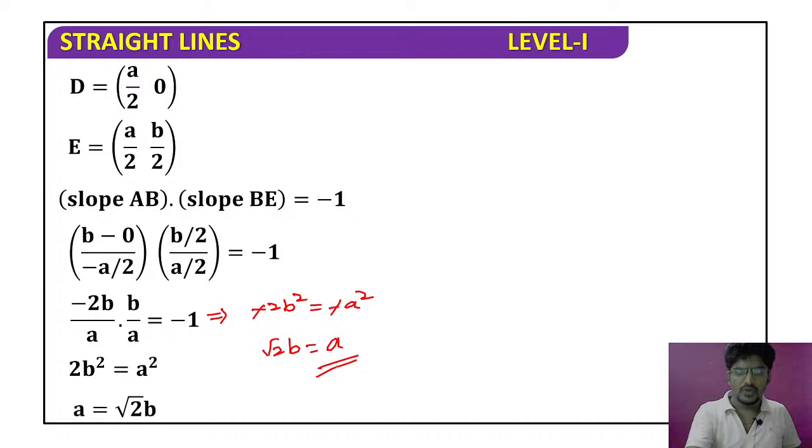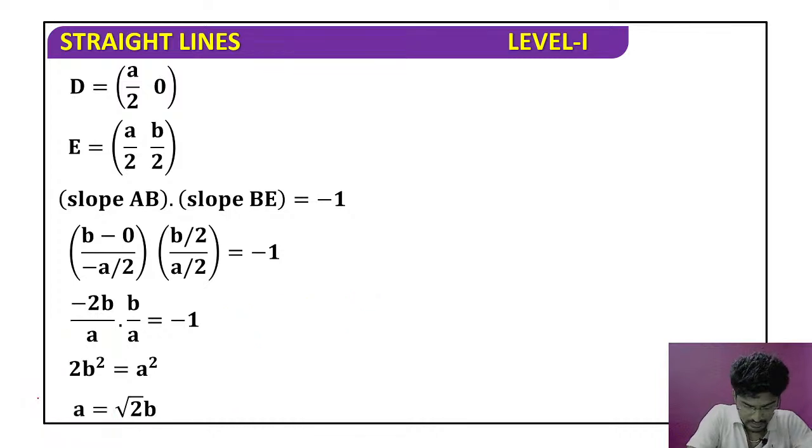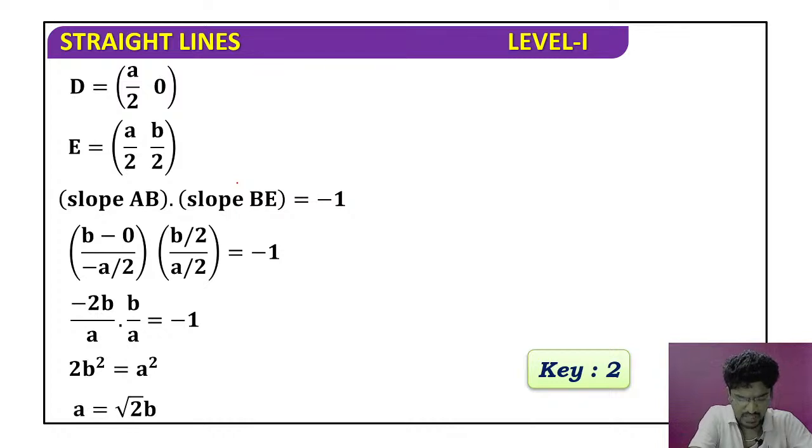So quickly tell me, all of you, have you understood this? You just simplify this equation, that is 2b square equal to a square. So apply square root on both sides, that will be a equal to root 2b. Okay. So in the same way we can go for the next problem, and your answer will be second option.